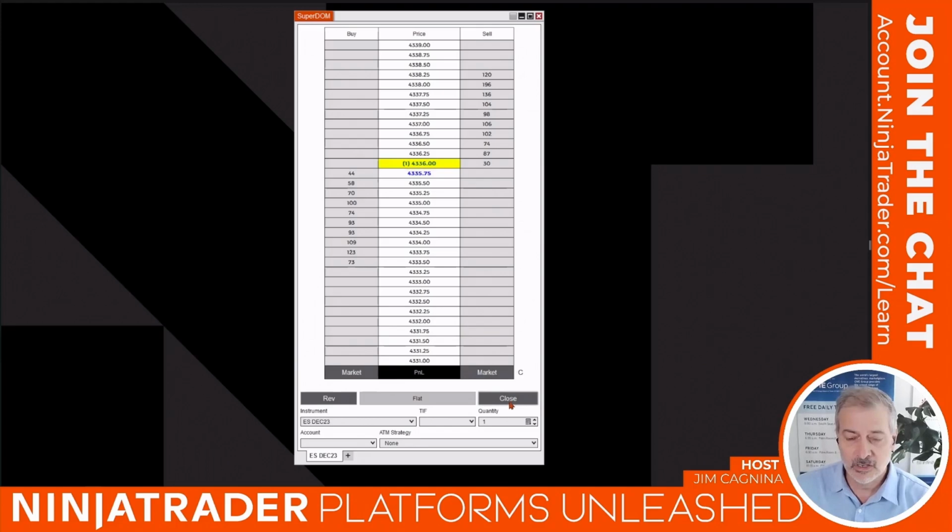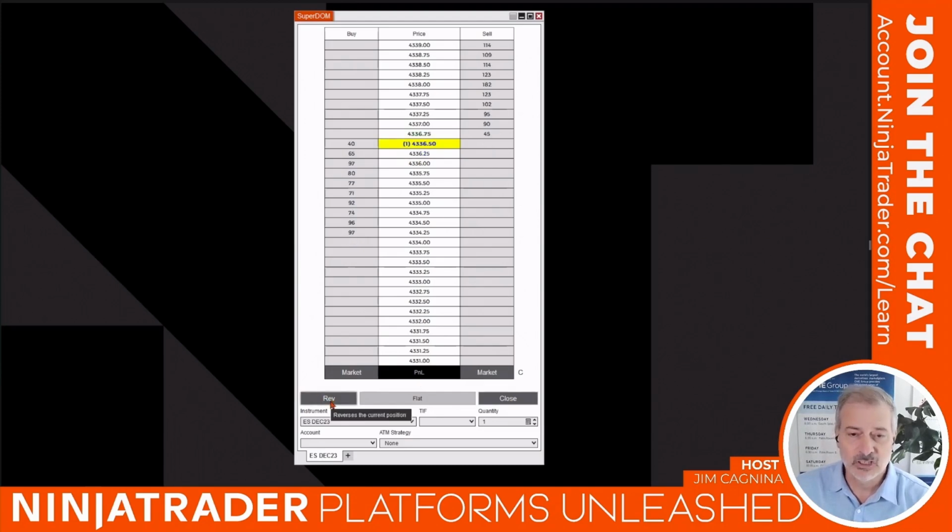On the lower right is close. Now, this closes a position, and it also closes open orders. So if you just want to get rid of everything and say, hey, I want to get flat, and I'd like to also close any orders that are working, you just click on that close button right there, and that's how that's handled.